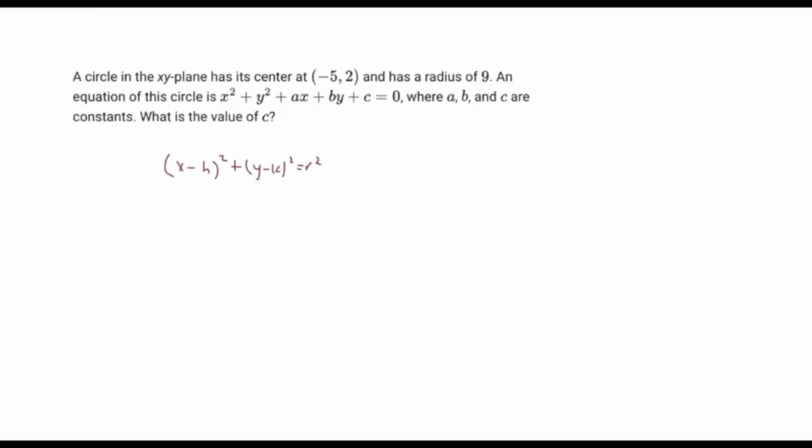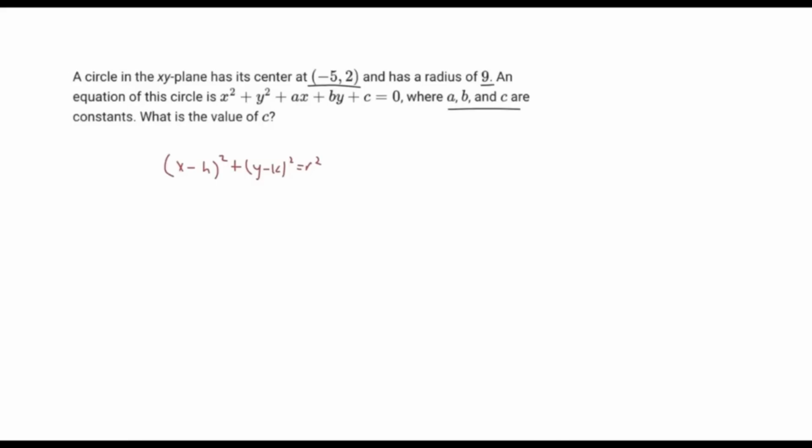All right, so the next problem says a circle in the xy plane has a center at those coordinates of -5, 2, and has a radius of 9. The equation of the circle is x squared plus y squared plus ax plus by plus c equals 0, where a, b, and c are constants. What is the value of c?